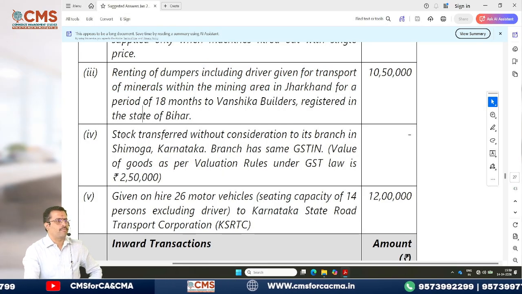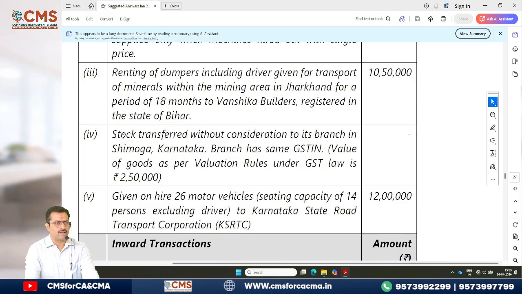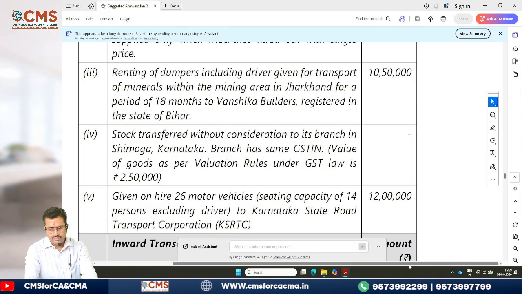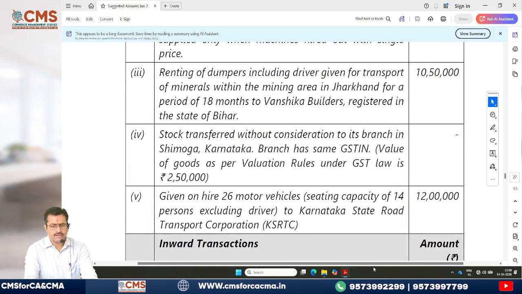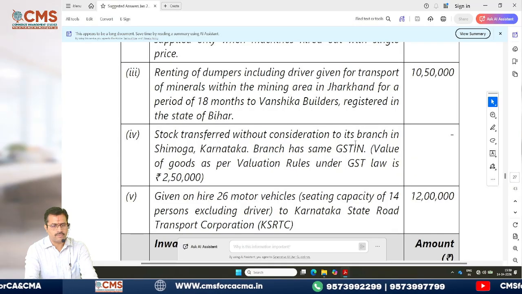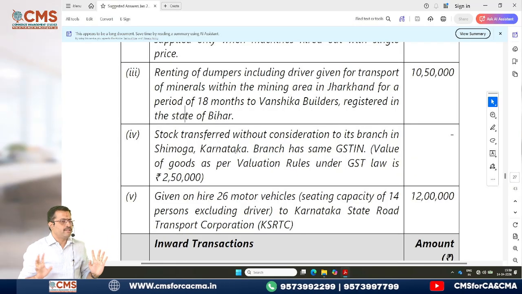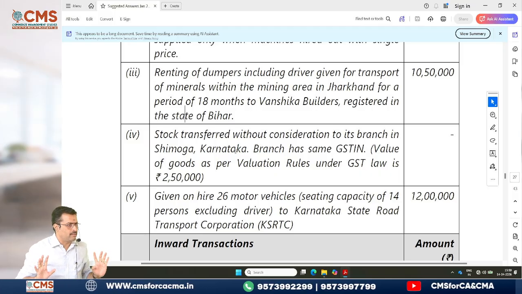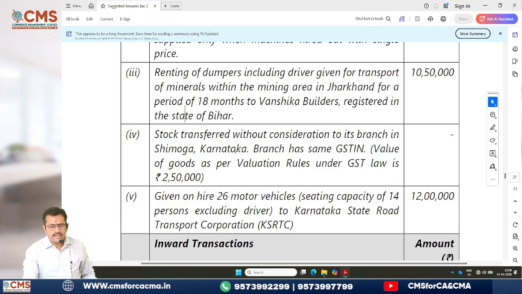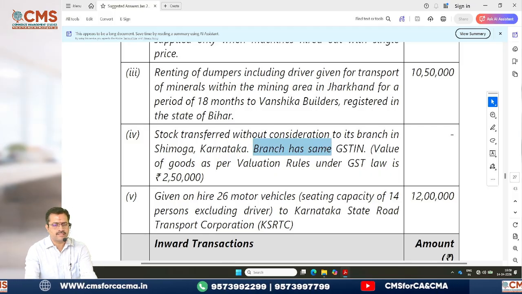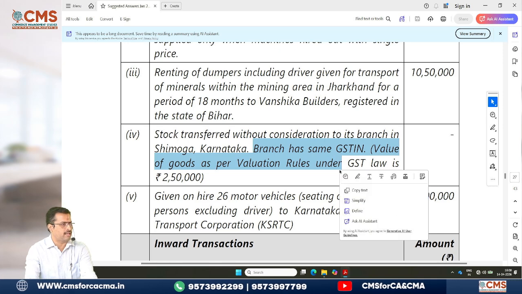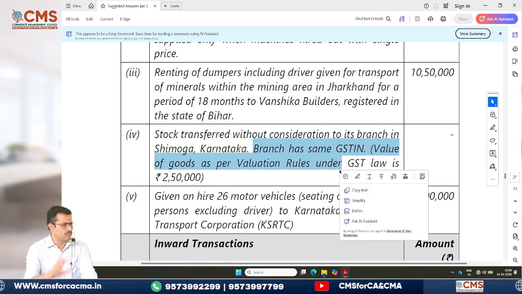This is one important point which I was telling you yesterday. Stock transfer between the branches. So see here. Stock is transferred without consideration to its branch in Shimoga, Karnataka, within the same state. I told you yesterday, within the same state, GST will not be applicable. That is the reason he mentioned the branch has the same GST; the value and valuation rules are all of no use.